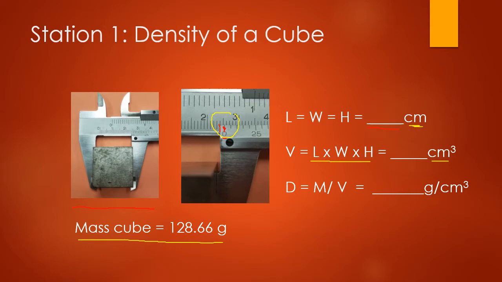The last calculation you need to do is density. Density is mass divided by volume. The mass is given to you at the bottom of the slide, 128.66 grams. The volume you will calculate using the measurement on this slide. You will take those 2 values and divide them to get your density. The units on density are going to be grams per centimeter cubed. The reason we're trying to calculate the density of this cube is because we're trying to figure out what material the cube is made out of.